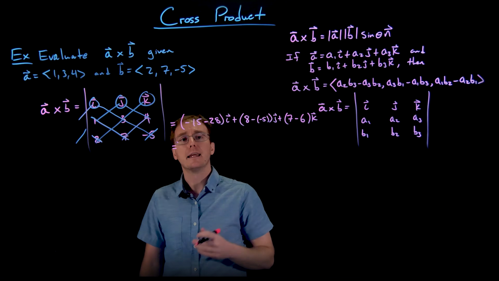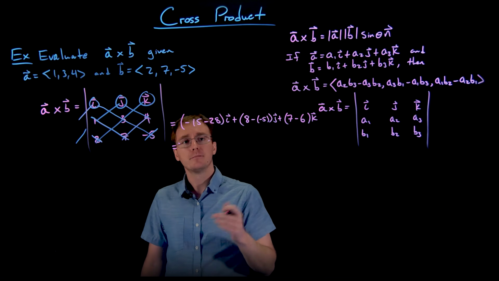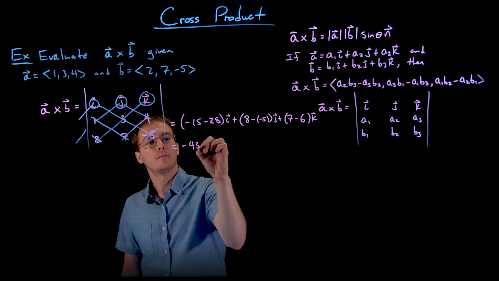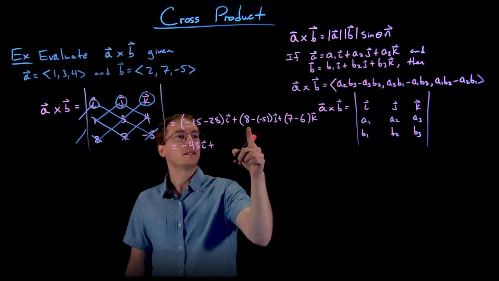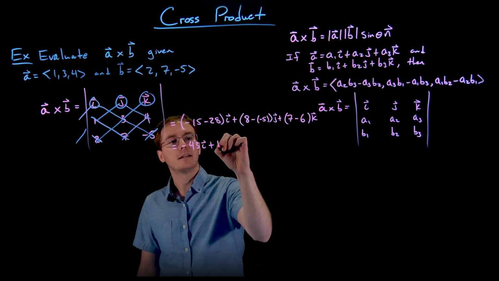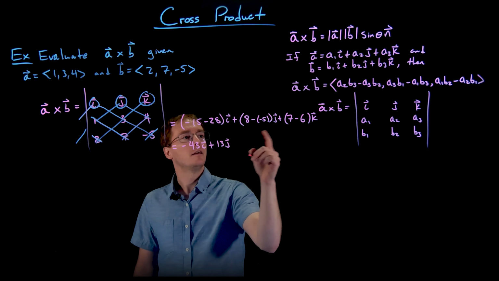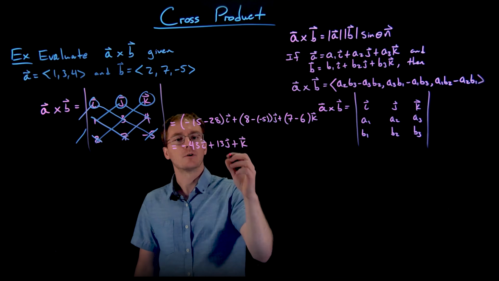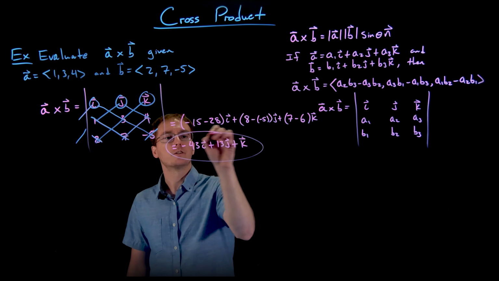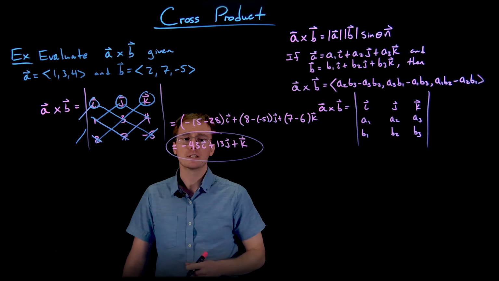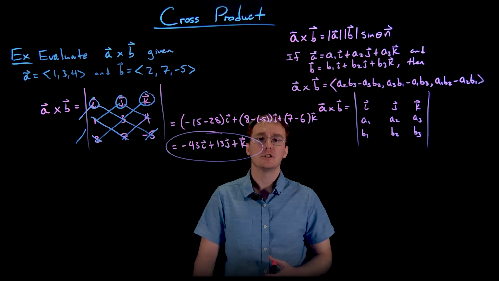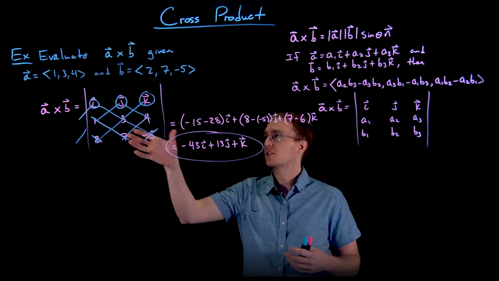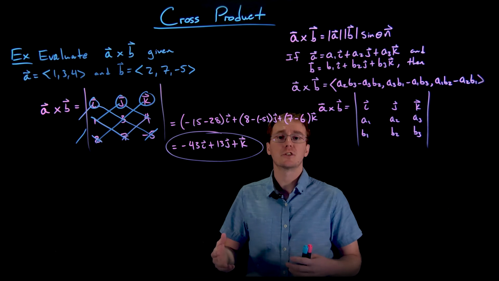So what is -15 minus 28? Looks like -43. What is 8 minus -5? That's +13. And what is 7 minus 6? That is 1. So our end result, the output of this cross product, is going to be -43i plus 13j plus k. And so there was no physical context to this question or cross product that we just evaluated.